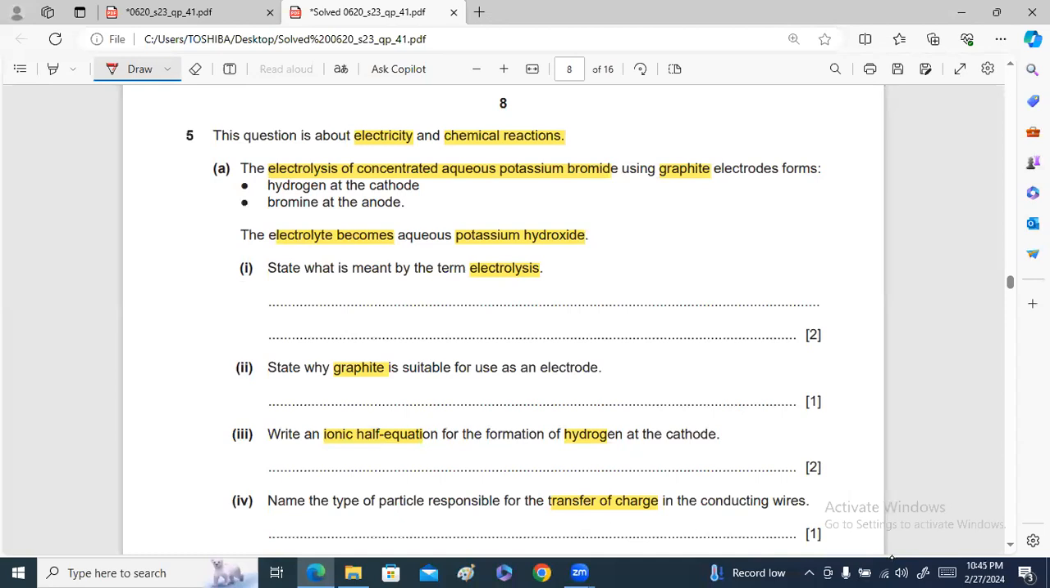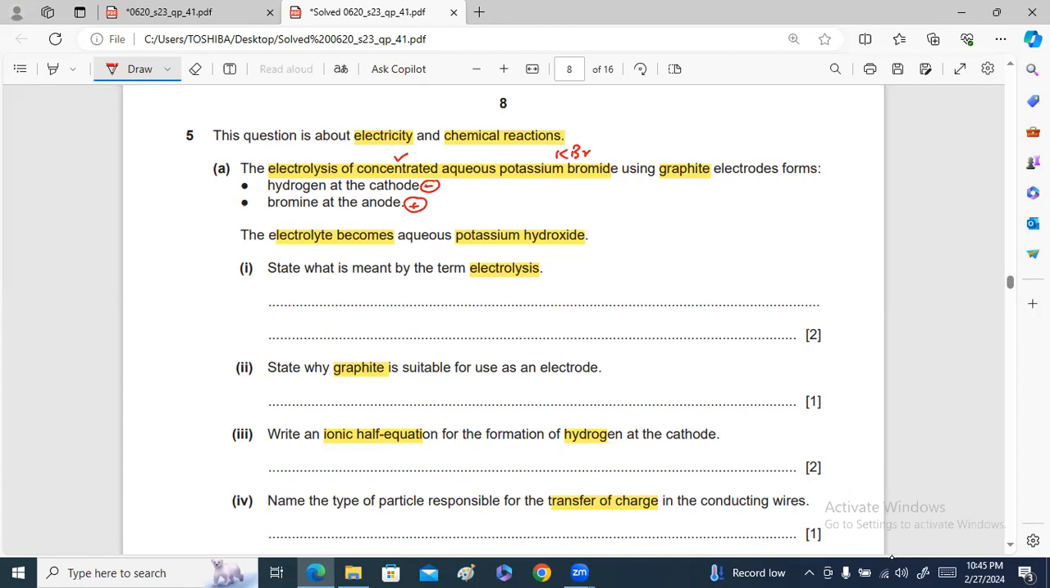This question is about electricity and chemical reactions. The electrolysis of concentrated aqueous potassium bromide is done using graphite. Graphite are the inert electrodes. So hydrogen at the cathode and bromine at the anode. So concentrated aqueous potassium bromide is electrolyzed. So we will get the hydrogen at the cathode. Cathode is a negative electrode, and bromine at the anode. Anode is a positive electrode. So the electrolyte becomes aqueous potassium hydroxide.